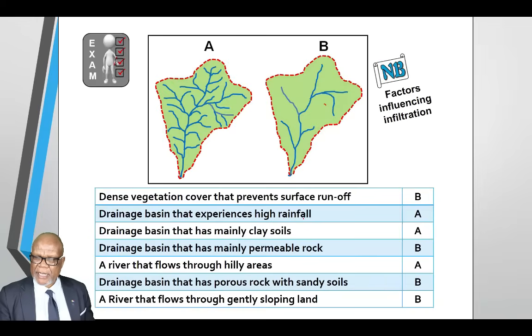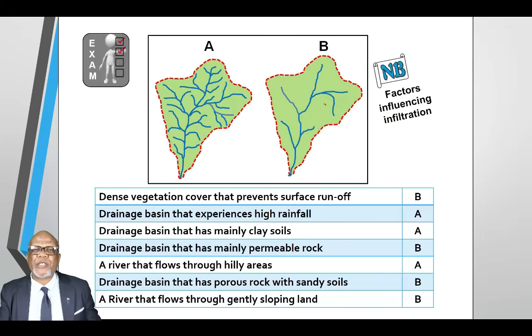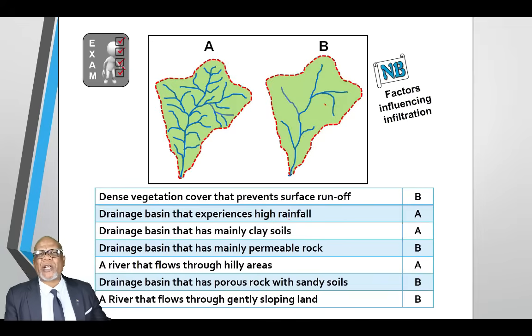Drainage basin that experiences high rainfall. Because of high rainfall, water doesn't have time to infiltrate because it rains regularly. Therefore, there's going to be high drainage density.